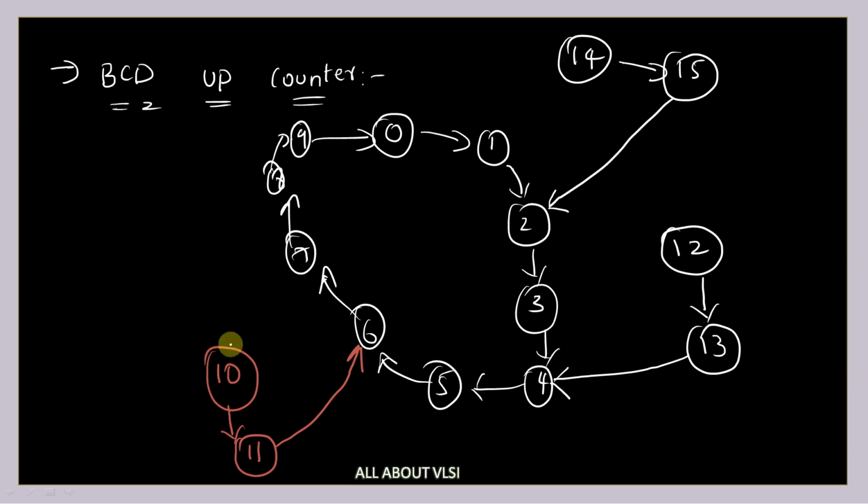And suppose by mistake we enter into 10, we go to 11 and we come to a used state. That's why this particular synchronous BCD up counter is known as self-correcting.